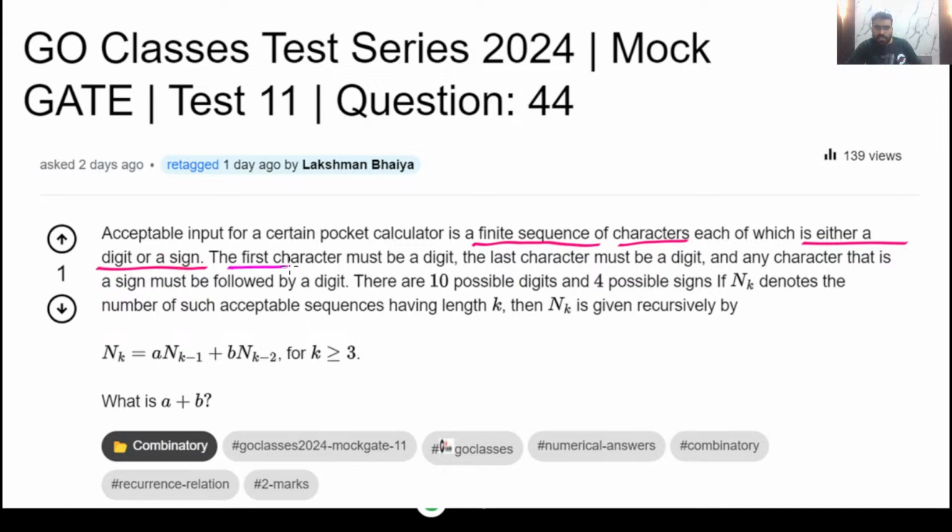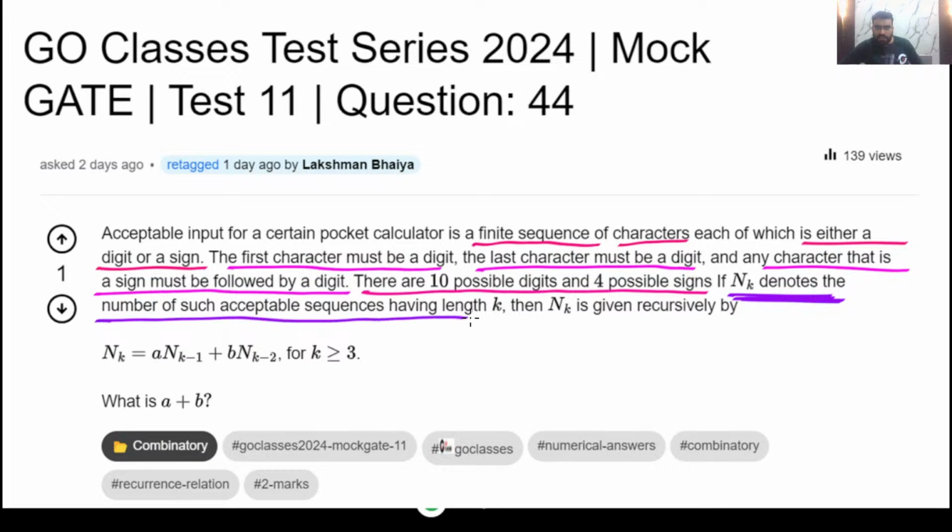The first character must be a digit, the last character must be a digit. Any character that is a sign must be followed by a digit. There are 10 possible digits and 4 possible signs. This is already given. If nk denotes the number of such acceptable sequences having length k, then nk is given recursively by this formula. The question asks: what is the value of a plus b?